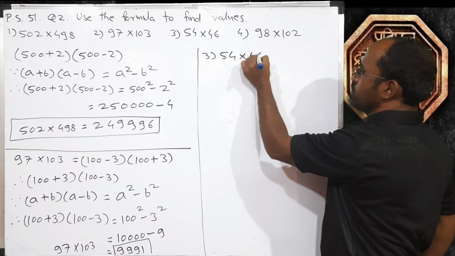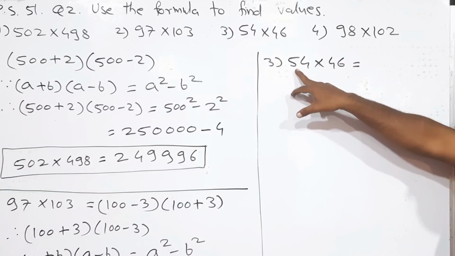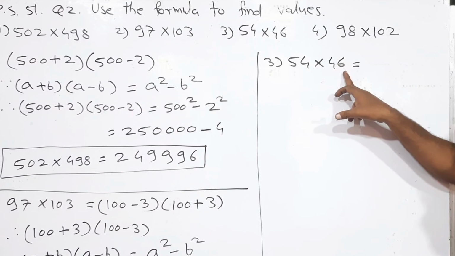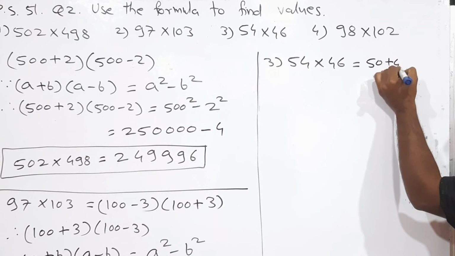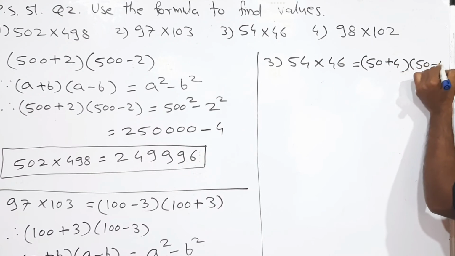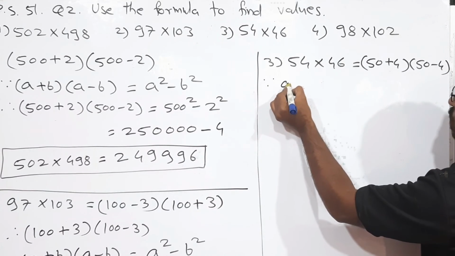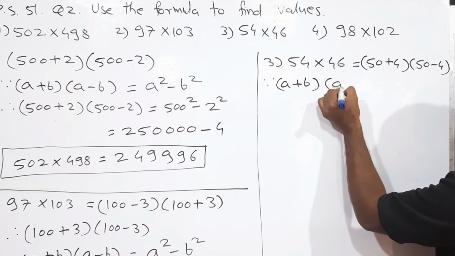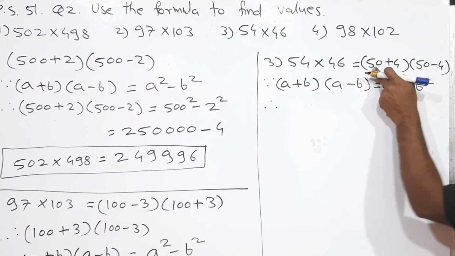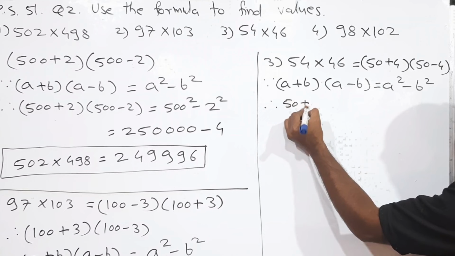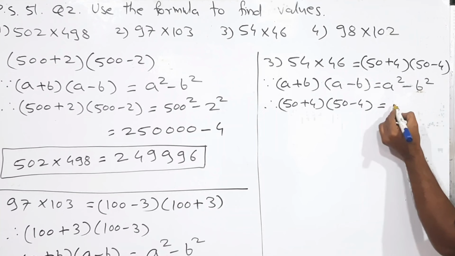Question is 54 multiplied by 46. We have to convert it into the type a plus b into a minus b. It is possible. 54 can be written as 50 plus 4. 46 can be written as 50 minus 4. So let's write it as 50 plus 4 multiplied by 50 minus 4. Clear up to this? Now which formula we are going to use: if a plus b into a minus b is equal to a square minus b square. Therefore, a means 50, b means 4.